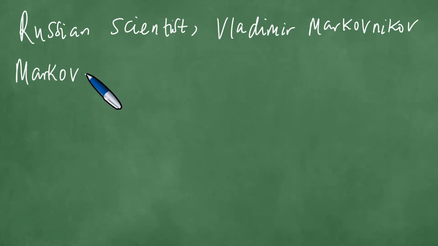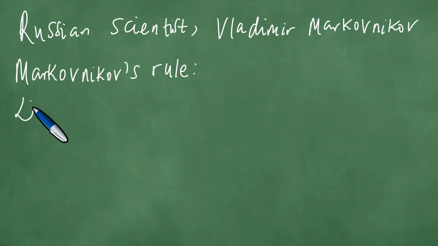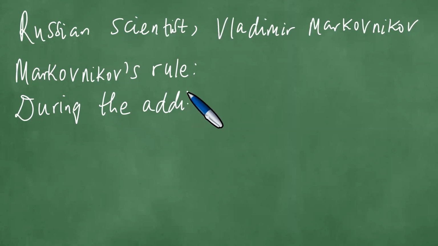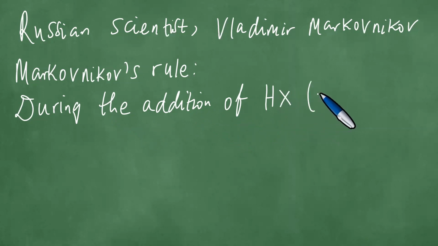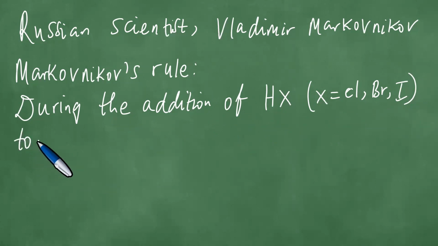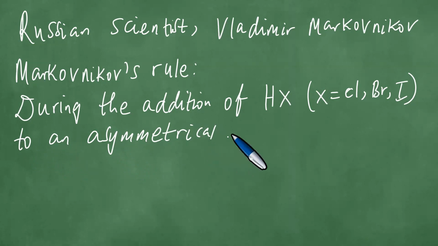Right, what does the Markovnikov's rule state? So it states as follows. During the addition of a hydrogen halide, HX, where the X represents either chlorine, bromine, or iodine, to an asymmetrical alkene.